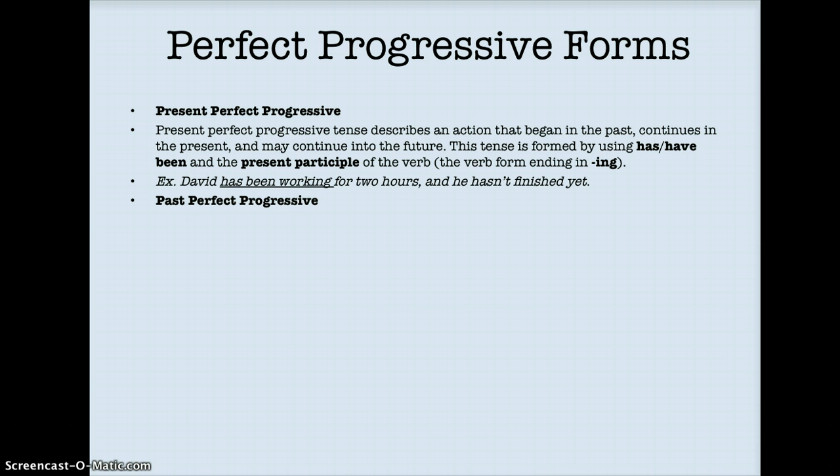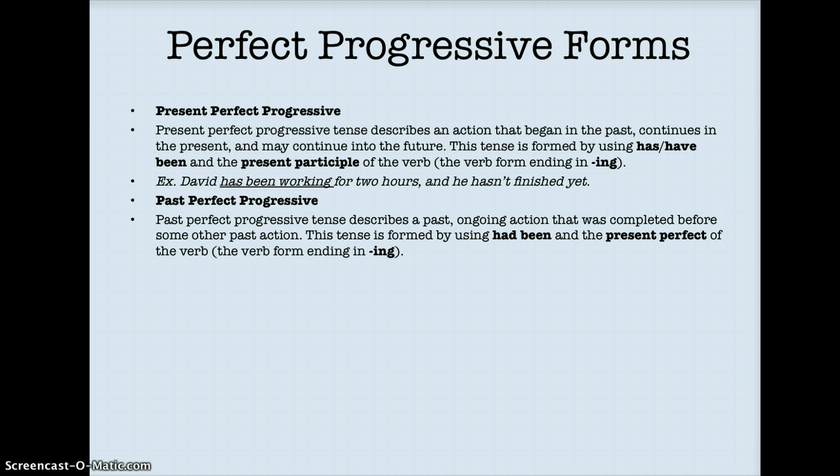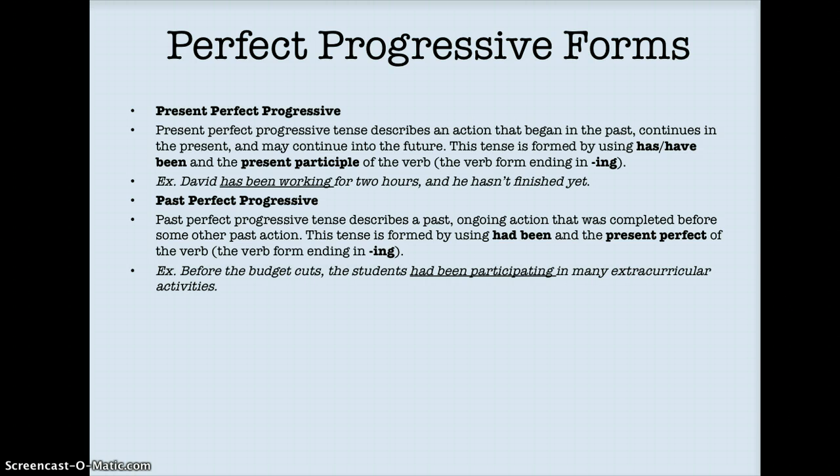Our past perfect progressive would be: the past perfect progressive tense describes a past ongoing action that was completed before some other past action. So we've got a lot going on here. This tense is formed by using had been and the present participle of the verb, meaning the verb form ending in ing. So we're talking about two things that happened in the past. That's all that means. So before the budget cuts, the students had been participating in many extracurricular activities. So budget cuts happened in the past. Students had been participating in many extracurriculars in the past.